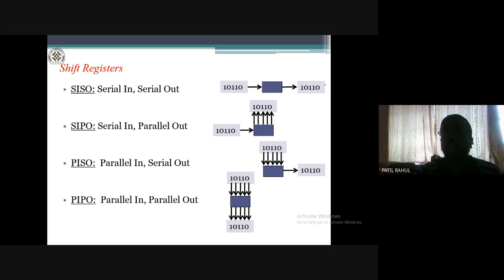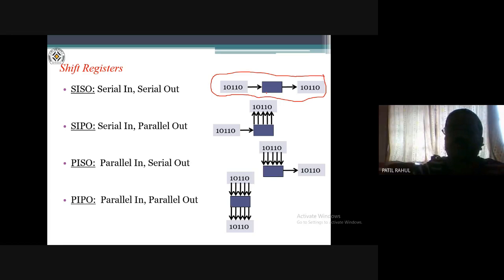Here you observe this figure, where you can explain the SISO operation diagrammatically. Here you see the data 10110 is passed to the output side, but it passes serially. If you observe SIPO, here you apply data serially, but you take the output in parallel. In PISO, you apply data to the D flip-flops in parallel, but you get the output serially. And the last type is PIPO, where you apply the inputs to the D flip-flops in parallel, and you also get the output in parallel form. So these are the types of the shift register. Now we will see them one by one.